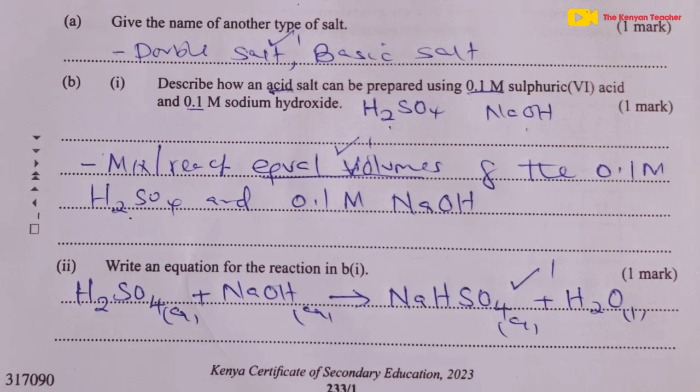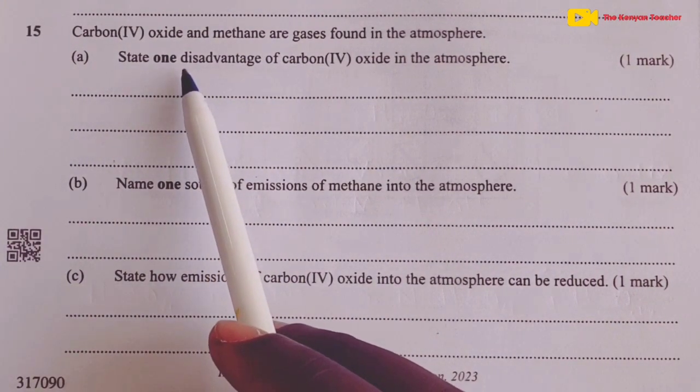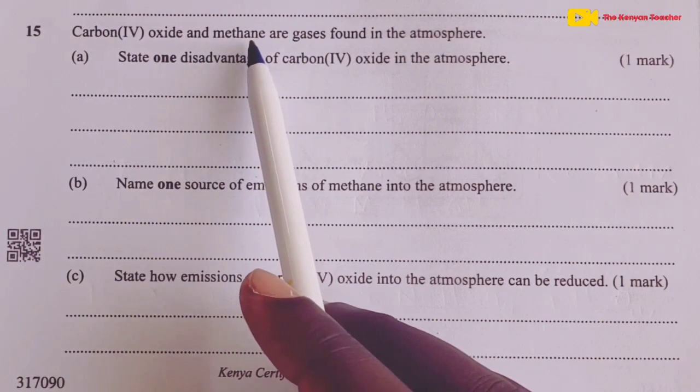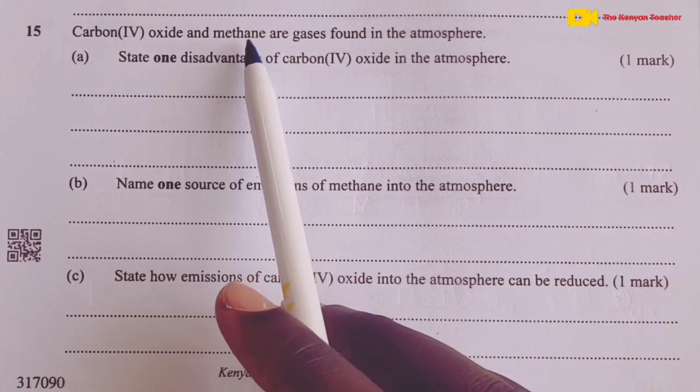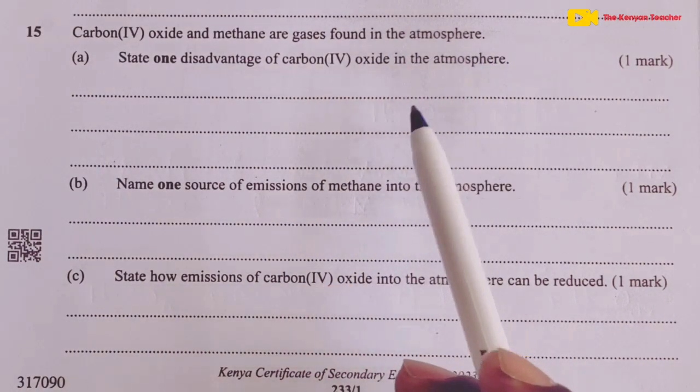Next question from Form 2 was question number 15. Topic is carbon and some of its compounds. But the question also demanded just a little bit of understanding of organic chemistry 1, again of Form 3. Carbon (IV) oxide and methane gas. This is an organic gas that we shall discuss in Form 3. So we are told these are gases that are found in the atmosphere.